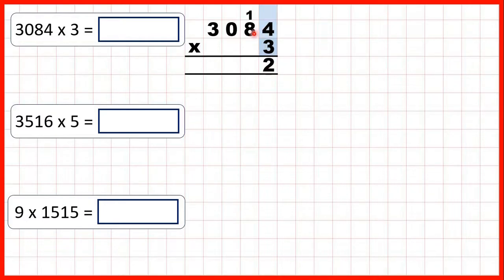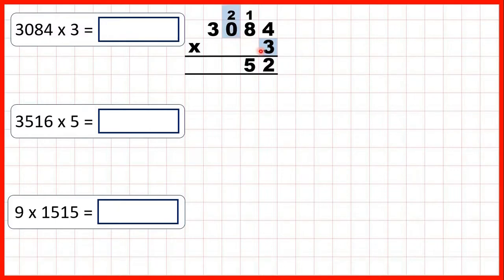So now we can move on to the next digit, so our tens digit. 8 times 3 is 24, but now we need to add the 1 10 that's on top. So 8 times 3 is 24, plus 1 is 25. Again, we can only have 1 digit in each square, so we need to write 25 as 2 5.